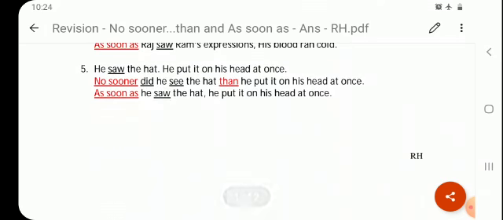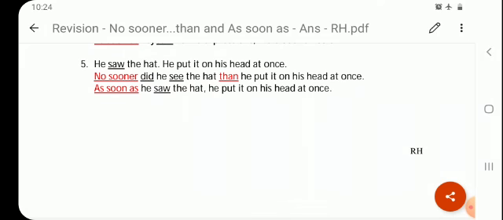Next one, he saw the hat, he put it on his head at once. He saw the hat. Okay, saw is past tense. So did and saw will become see again. No sooner did he see the hat, then next action, he put it on his head at once. As soon as, remove the word did, see will become saw. As soon as he saw the hat, he put it on his head at once.